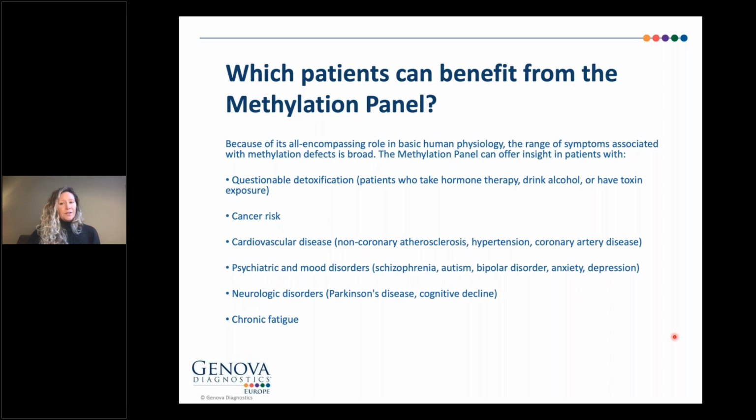So just in summary, and just to condense the info from the last few slides, and this again is a bit of a repetition here, but I wanted to put this here in one place so that you could have this for your reference. These are the types of patients that can benefit from the methylation panel. And of course, because of the all-encompassing role that methylation plays in basic human physiology, the range of symptoms associated with methylation defects is very broad. And so again, those with questionable detoxification, those with a risk of cancer, perhaps a family history of cancer, cardiovascular disease, psychiatric and mood disorders, neurological disorders, as well as chronic fatigue may all be interesting case studies to test methylation on.